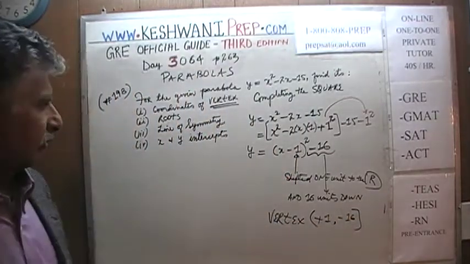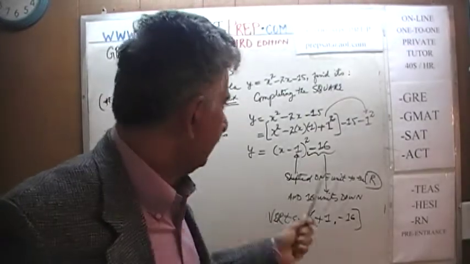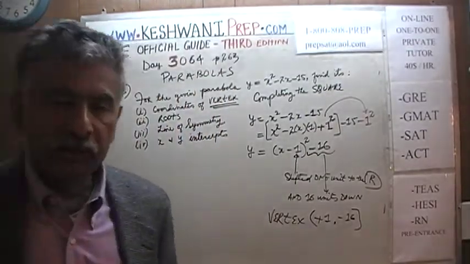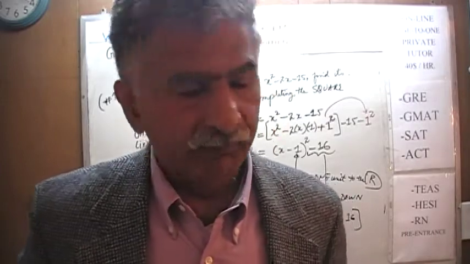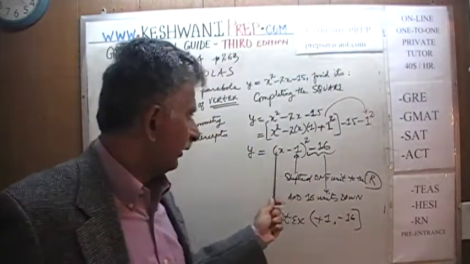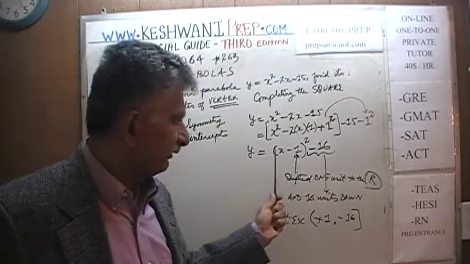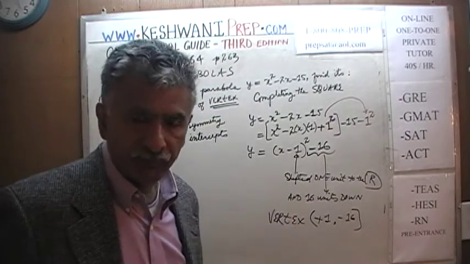So we answered the first question. What are the coordinates of the vertex? How did we answer it? By rewriting the original quadratic equation in the vertex form. This is called the vertex form of the parabola.